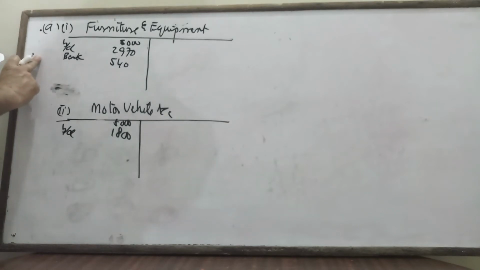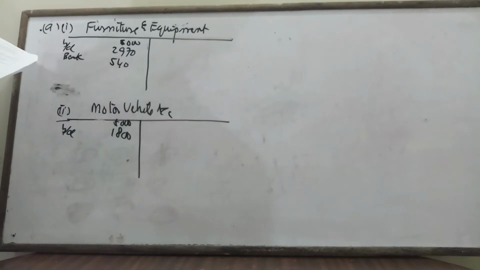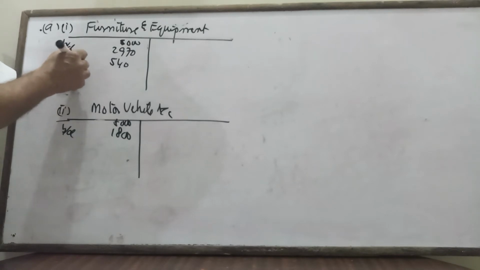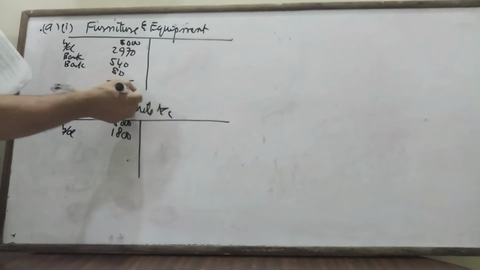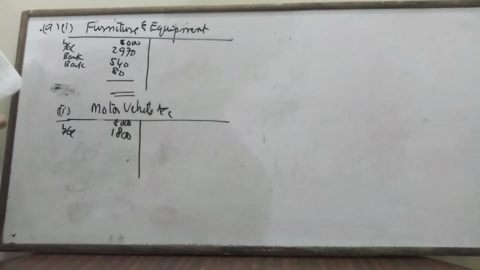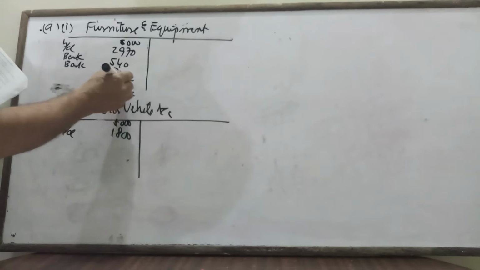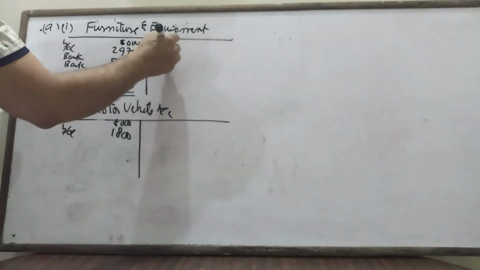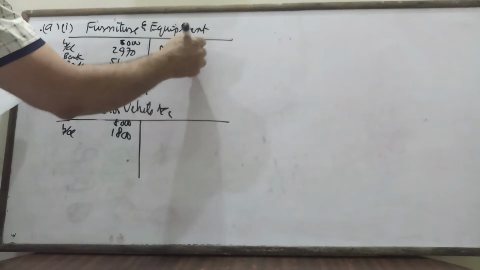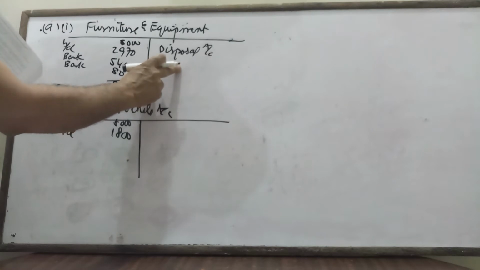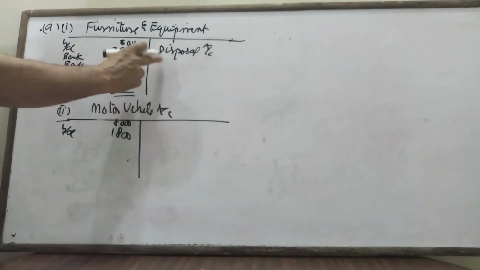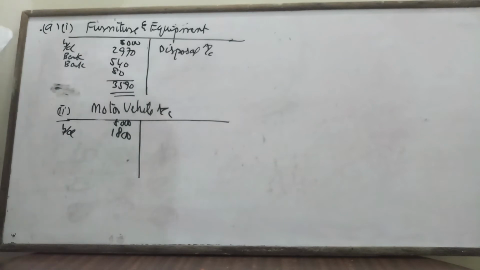On 3rd December, new furniture was purchased for 80,000. So furniture and equipment are prepared in the same account. You can add this; the total is 3,590, and one asset was sold. This will be transferred to the disposal account. Here we have to record the cost of the asset sold, not the selling price. The selling price we record in the disposal account.